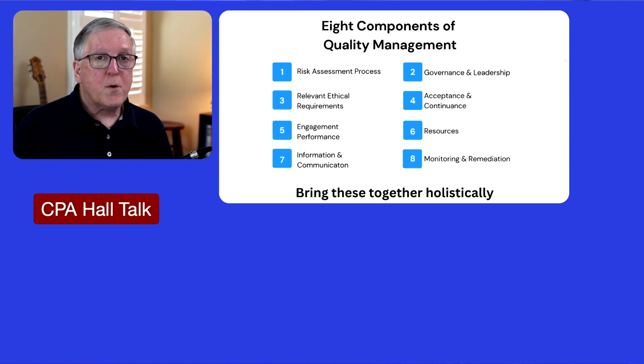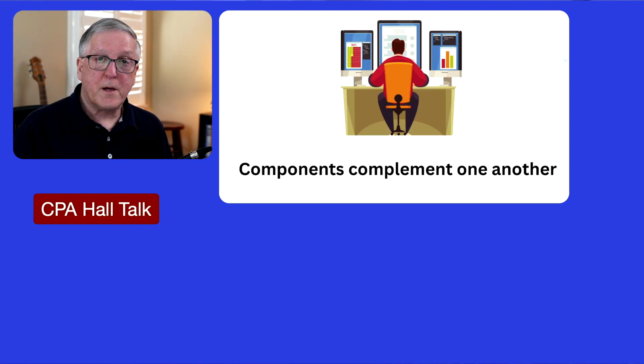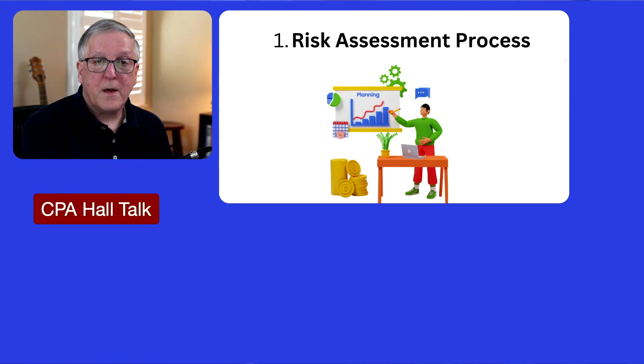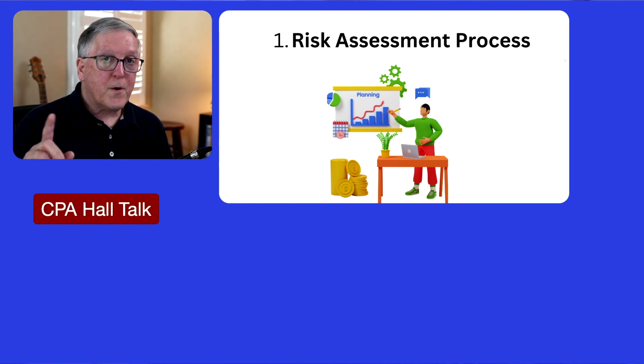As you develop your quality management system, you want these 8 components to dovetail together. You want them to be holistic. You want them to complement each other. So you're trying to develop an overall system that handles all the contingencies that might come into play for your firm, depending on the type of work that you do, the environment that you work in, the types of clients that you have. Now, I'm going to highlight the first component.